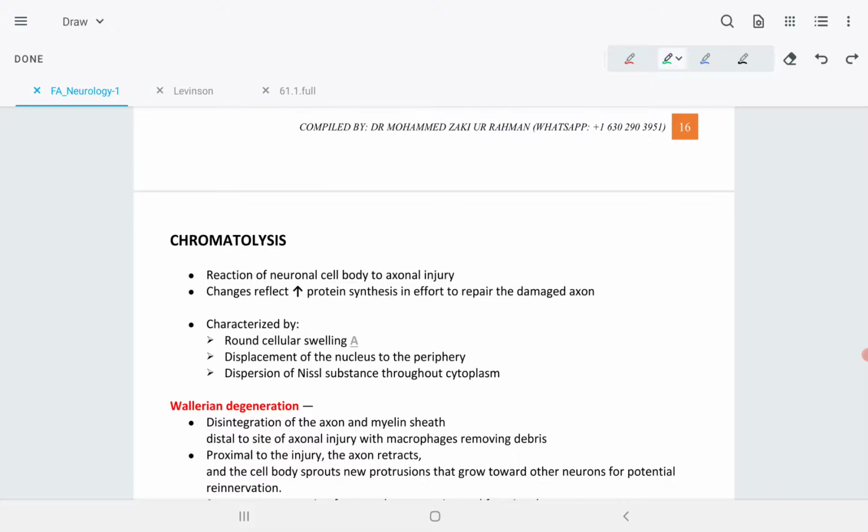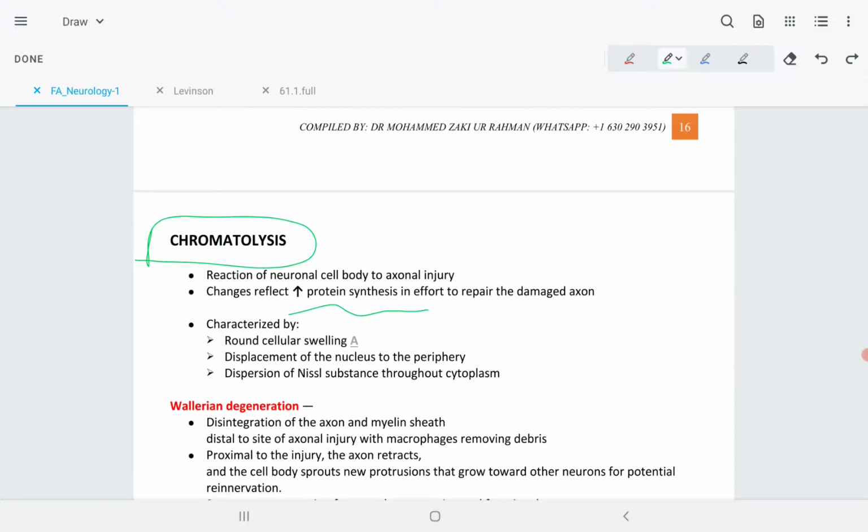Chromatolysis. This is the reaction of the neuronal cell body to axonal injury. The changes reflect increased protein synthesis. When there is damage to any part of the body, the main macromolecule damaged is protein. So the first step to overcome the damage is to repair or resynthesize more of the protein which has been lost in the injury.